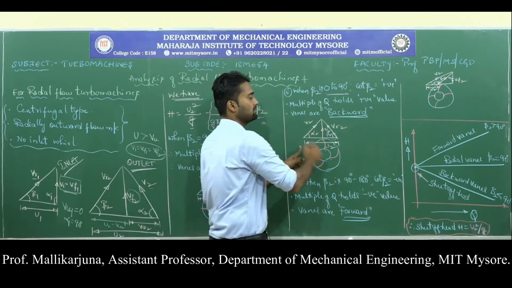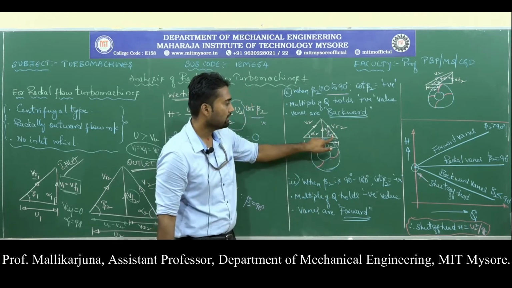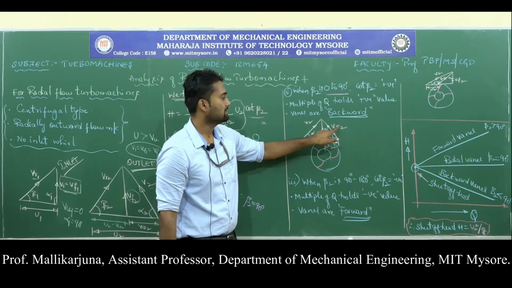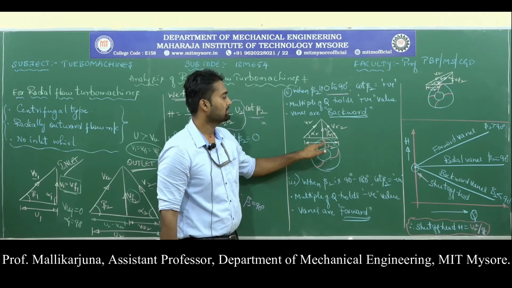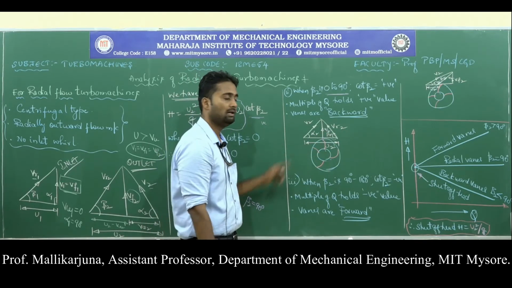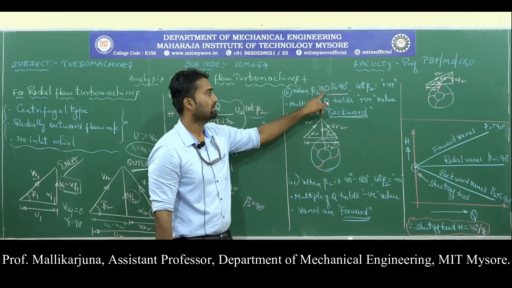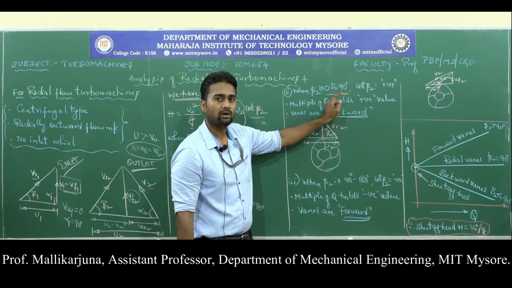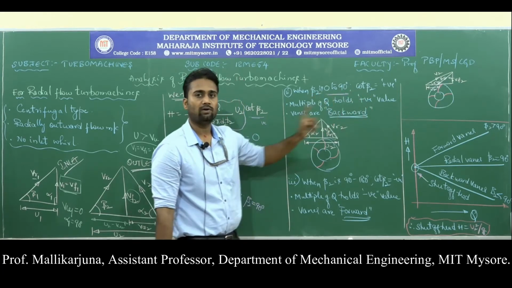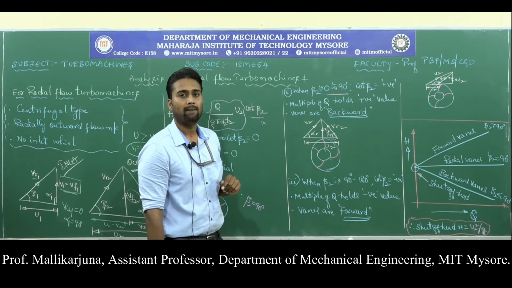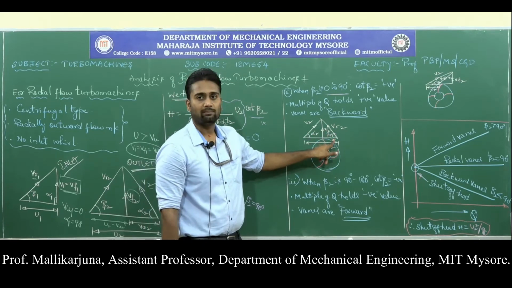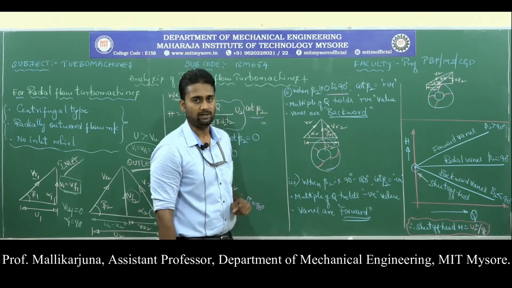I hope all other terms are very familiar to you. You need to concentrate on beta 2. Beta 2 is less than 90 degree. Because of that, the vanes are backward vanes over here. That is what I have written over here. Make sure if cot beta 2 is in between 0 and 90, cot beta 2 holds a positive value, and hence vanes become backward because the vane angle beta 2 is less than 90 degree.